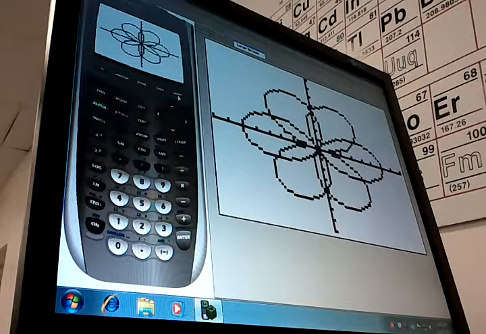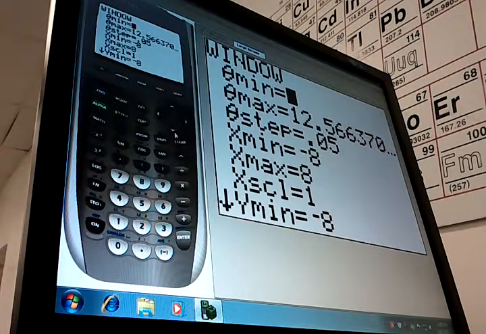So if I only do this to 2 pi, what does it look like? It looks like, I don't know. If I change the window to be just 2 pi?